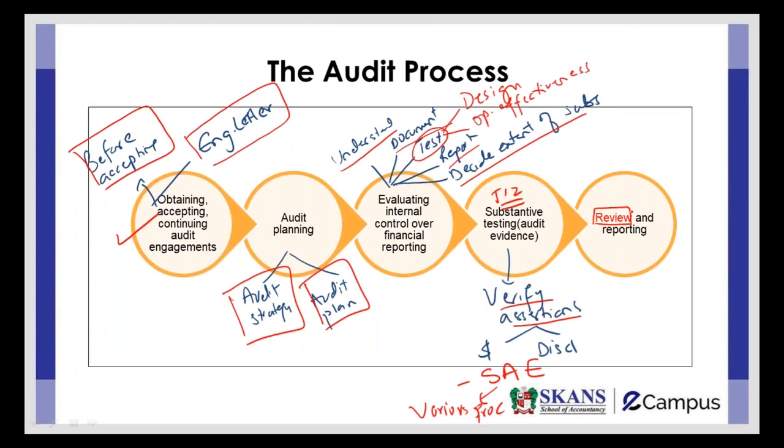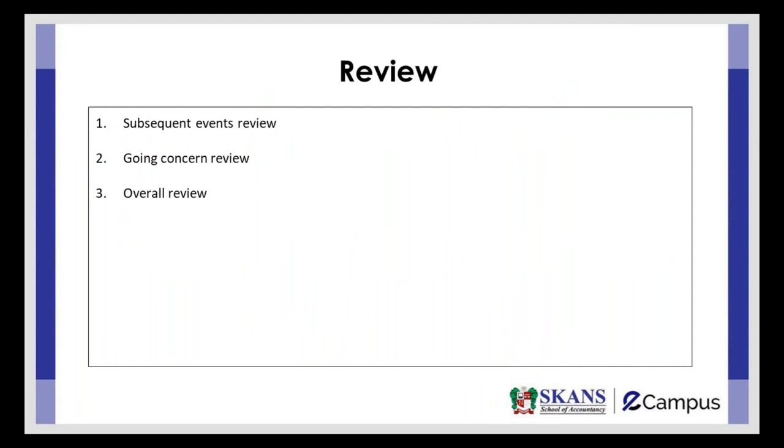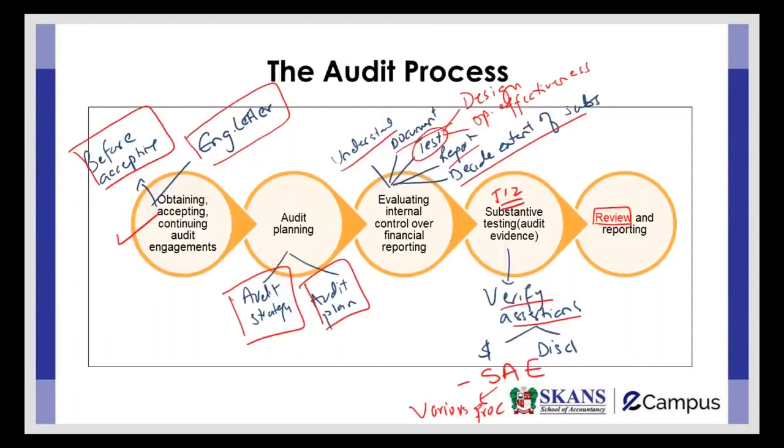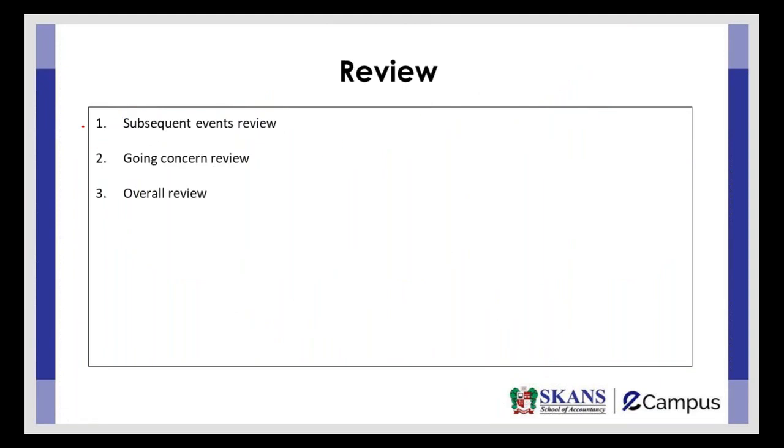So without further ado, we're now going to start the review stage of audit. Like every other topic, you have to be clear on the type of work that is done at each stage. For the review stage, just remember, we're going to be doing three types of things. We're going to be conducting a subsequent event review, a going concern review, and there will be something called an overall review today. So three topics that we are going to be covering today.